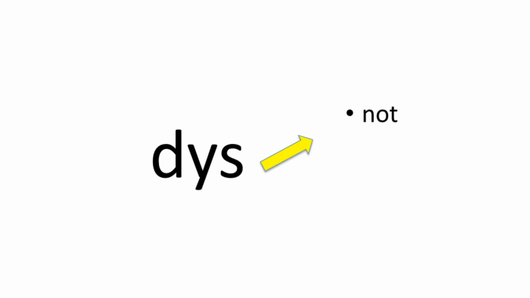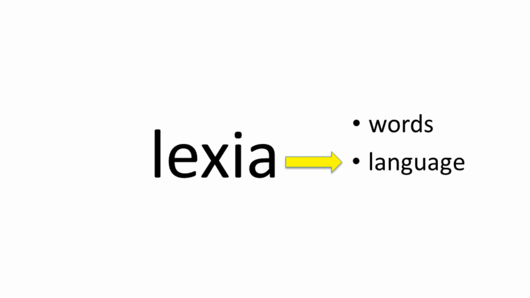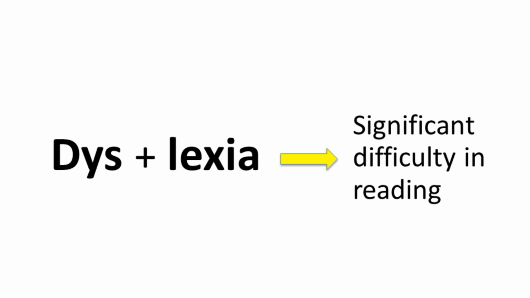So, what is it? Let's think about the origin of the word dyslexia, one part at a time. Dys means not, lack of, impairment, abnormal, or difficulty. Lexia means words, language, or reading. So, dyslexia can be thought of simply as a significant difficulty in reading.